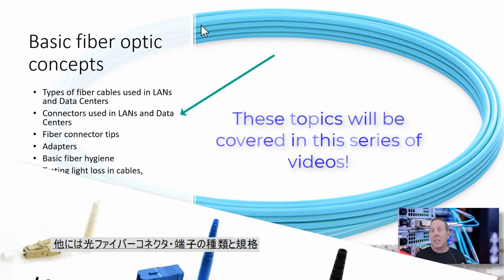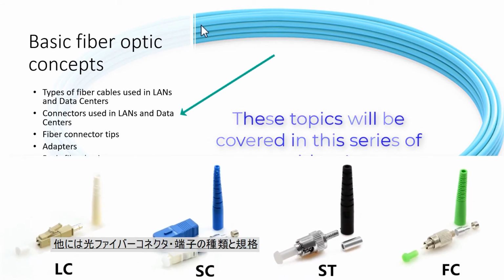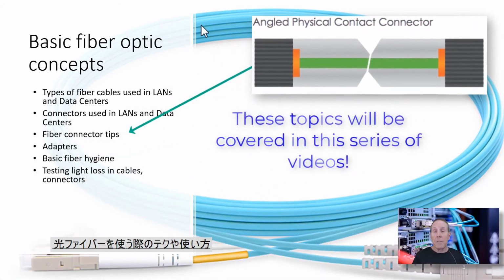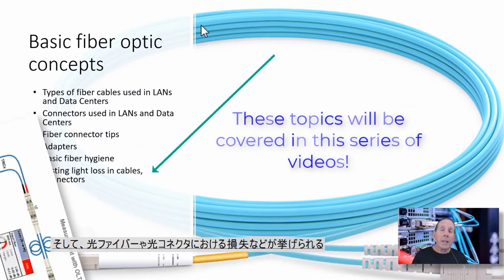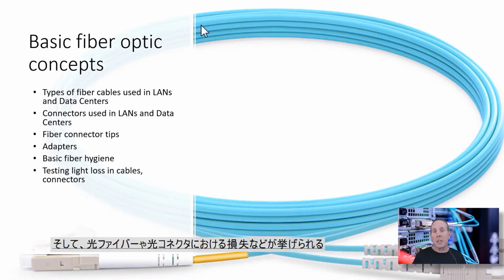We're going to look at connectors used in your local area network and data centers. We're going to look at fiber optic tips, which are very important. We're going to look at adapters. We're going to look at basic fiber hygiene. And then we're going to look at testing light loss in cables and connectors.